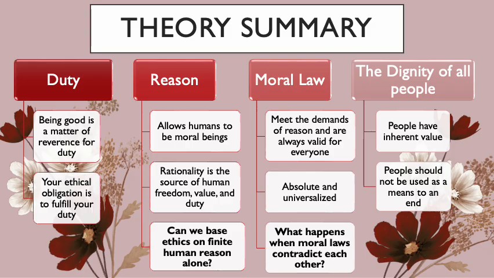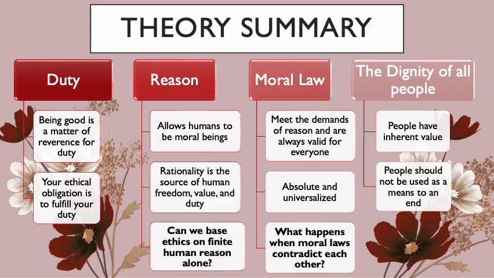Moral law. Moral law meets the demands of reason and is always valid for every person in every situation at every time. According to Kantian ethics, moral law under the categorical imperative is absolute and universalized. But what happens when you have two moral laws that contradict each other?